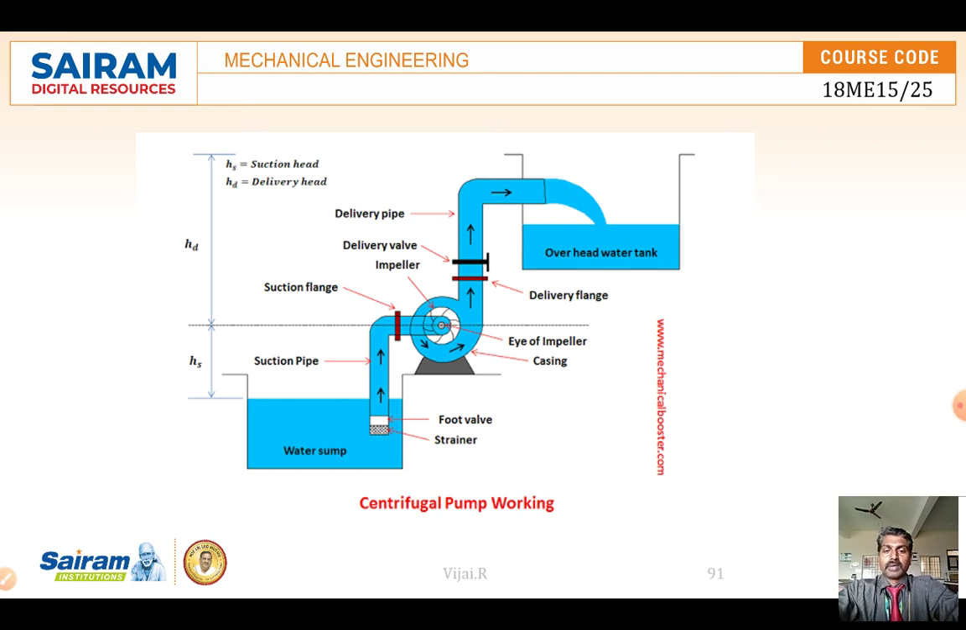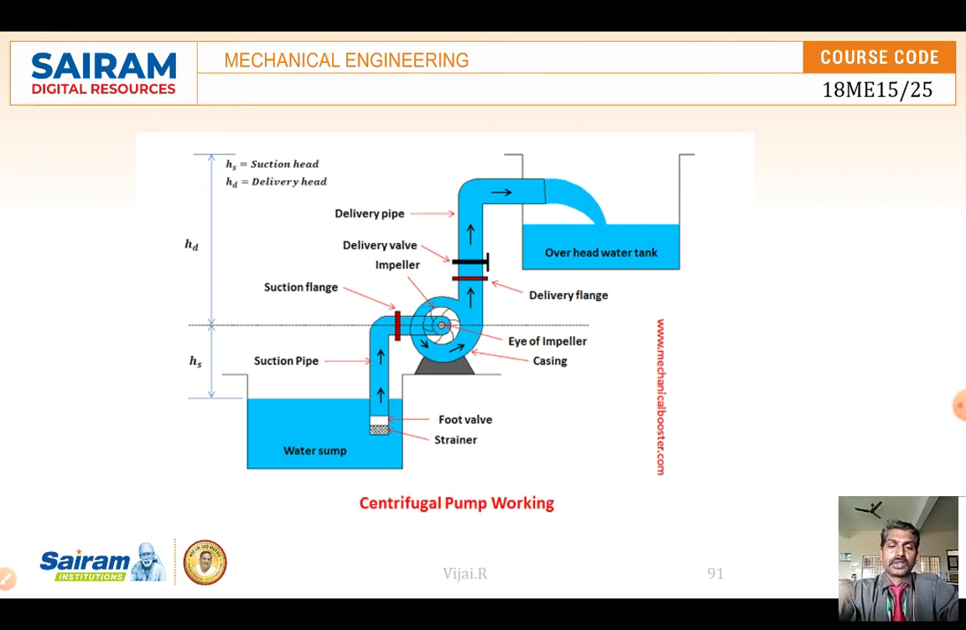There is a suction pipe and a delivery pipe, and it sends water to the overhead tank. The suction pipe is dipped into the water sump, where it sucks the water into the pump and sends it to the center, where the motor is rotating. The pump is rotating, and that creates the centrifugal force, which pushes the water outside radially, and high pressure is created there.